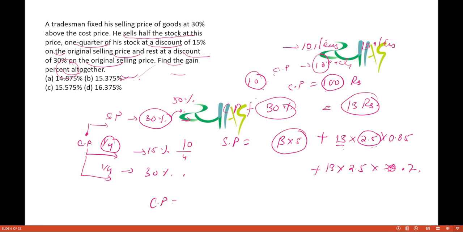Your cost price is equal to how much? Rupees 100. Okay, your cost price is rupees 100. So this is how much? This is coming to be 65. Okay, this is coming to be 65. This will be how much?